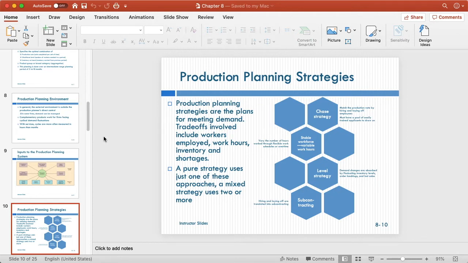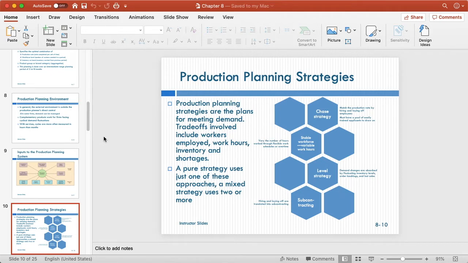We know that in the chase strategy, we hire or lay off employees in order to fit the market demand change. But in subcontracting, instead of hiring or laying off employees, if the inventory is not enough for the market demand, instead of hiring some new workers, they will just subcontract with some other supplier, so you directly get it from your supplier, in order to compensate for the variation during this process.